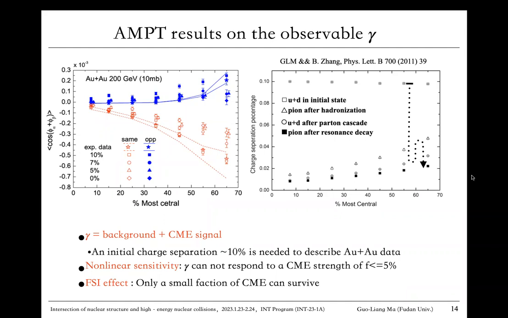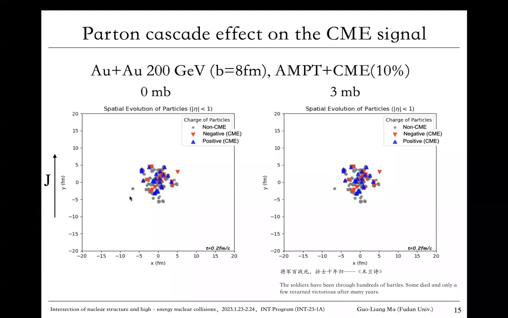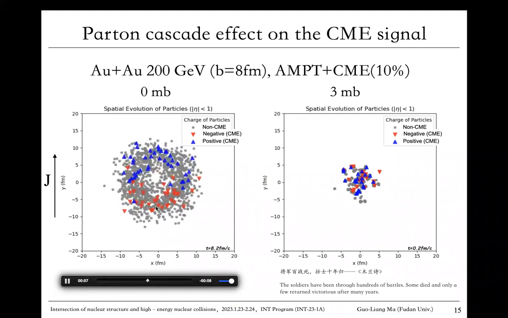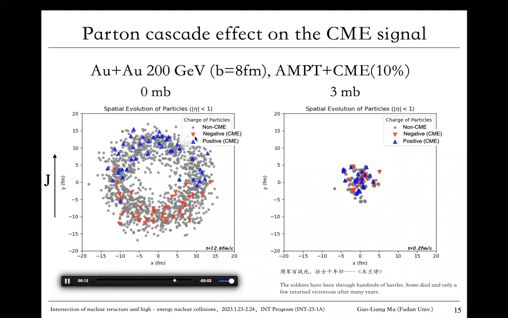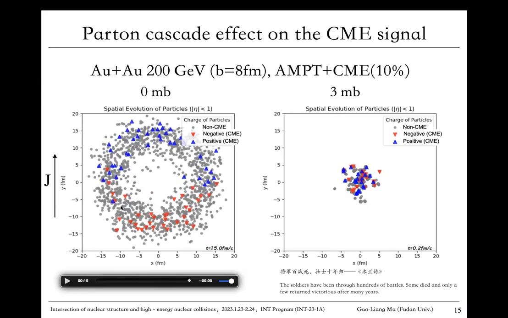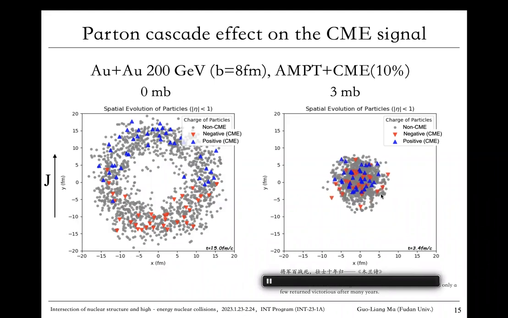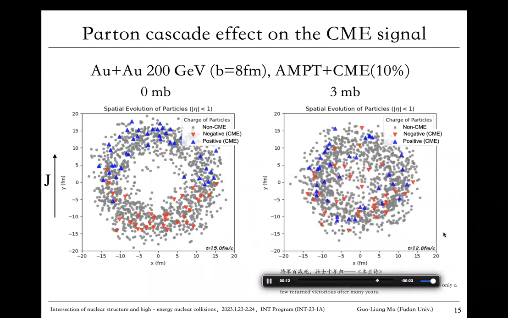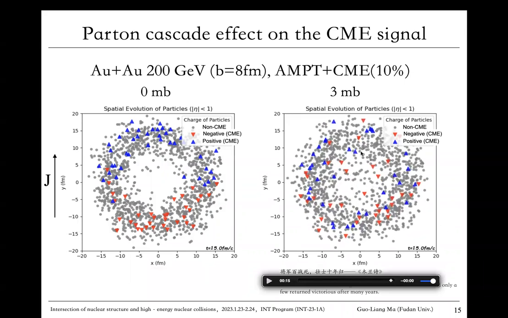Let's try to understand this picture using a cartoon. On the left hand, I show the case where the parton cascade is turned off. Without the parton cascade and without the QGP evolution, the CME particles, the red one and the blue one, are separated, and the signal will persist to the end. However, if we turn on the parton cascade and the QGP evolution, after about 15 fm/c we can see the signal is largely reduced.